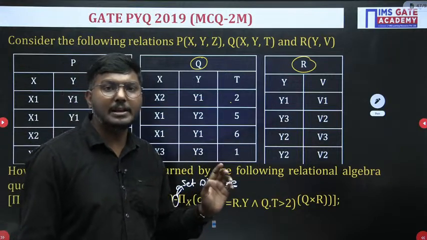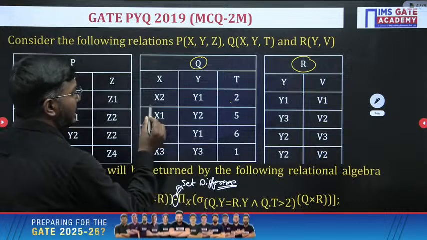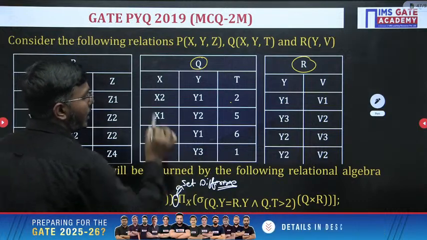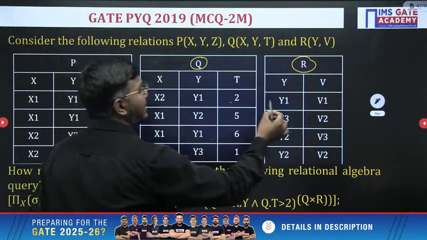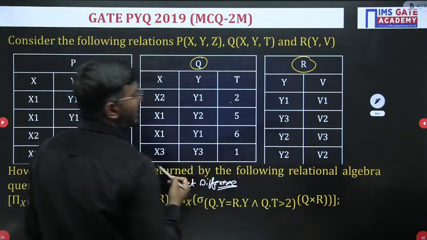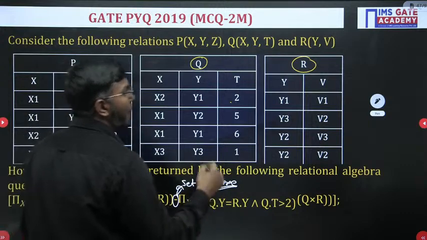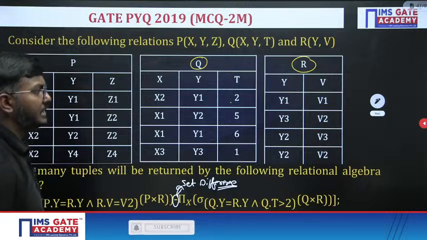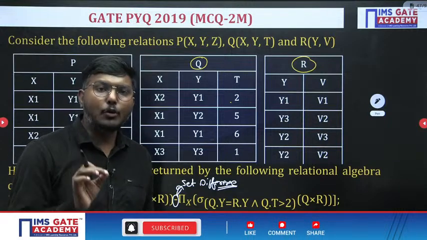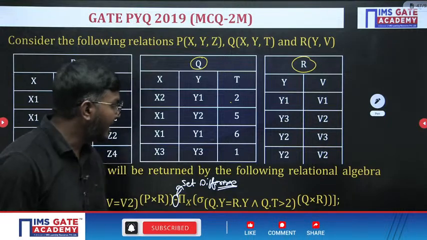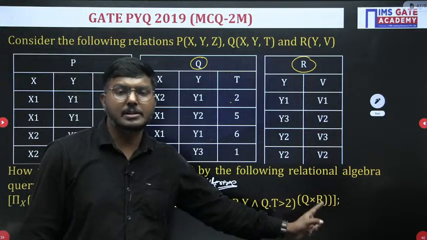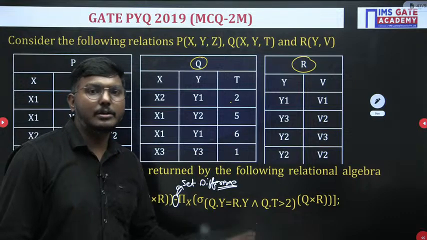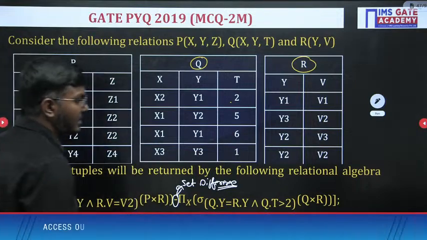Understood? Now tell me, how many records do we have in Q? 4 records: 1, 2, 3, 4. All these 4 will be paired with all the 4 records of R. How many records will be in the cross product of Q and R? 16 records. Fine. Out of all the 16 records, it will apply the condition, and based on the condition it will select the records. Understood? Now see what the condition is.